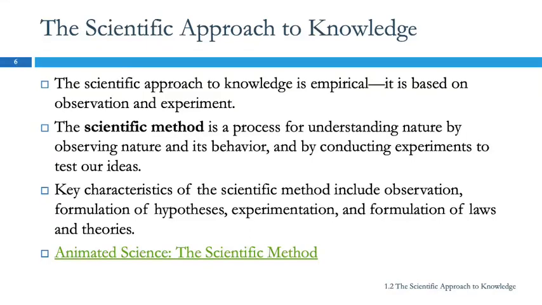So how do scientists approach learning? They do it in a very particular way, often referred to as the scientific method. It's a process for understanding nature. It's based on observing and experimenting. So the key parts are observation, hypothesis, experiment, and formulation of laws and theories. And we'll talk about all of those.